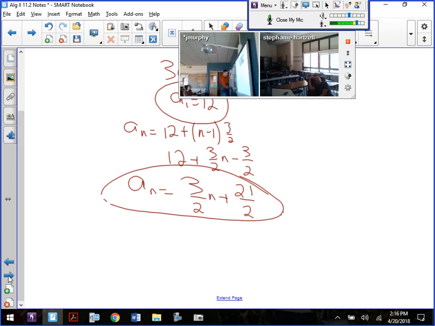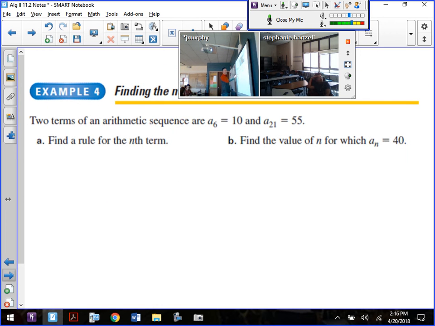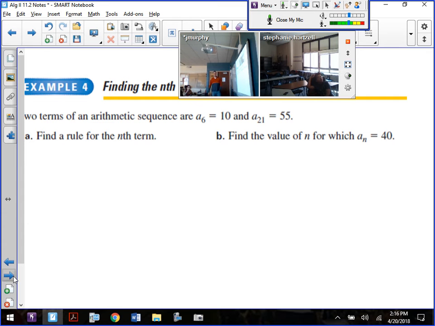All right, which means one last one then. We're going to do that one. Hey, what happens if you're given just 2 values? Write out the equation if you're given 2 terms in the sequence. If I know that the sixth term is 10, and my 21st term is 55, that actually allows me to figure out the common difference. It allows me to figure out the first term as well.